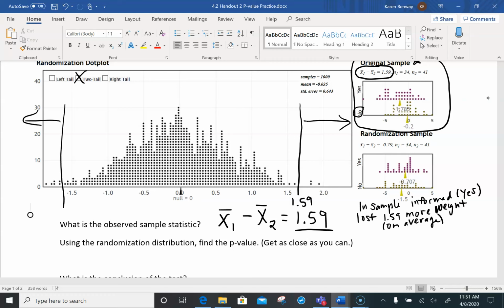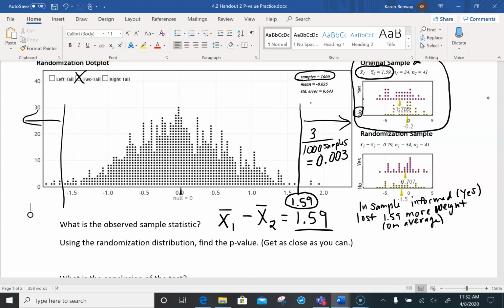But when I'm finding the p-value, I'm focusing on the tail where the observed sample statistic was. And I'm figuring out what proportion of these 1,000 samples are in this tail. So I can see there are 3 dots out of 1,000 samples. So the proportion in this tail is going to be 0.003. Now, if I were working in StatKey, I wouldn't have to count the dots myself.